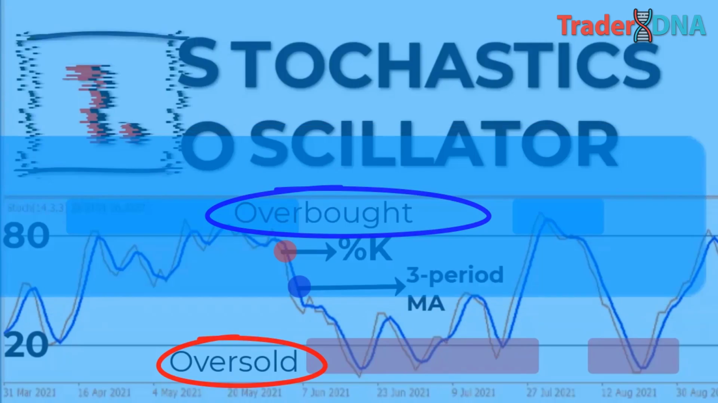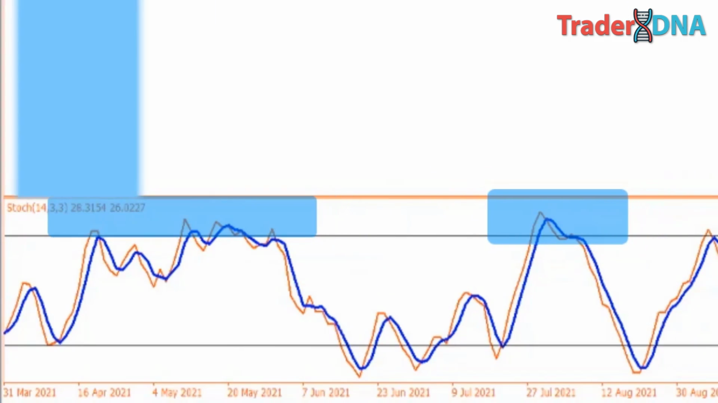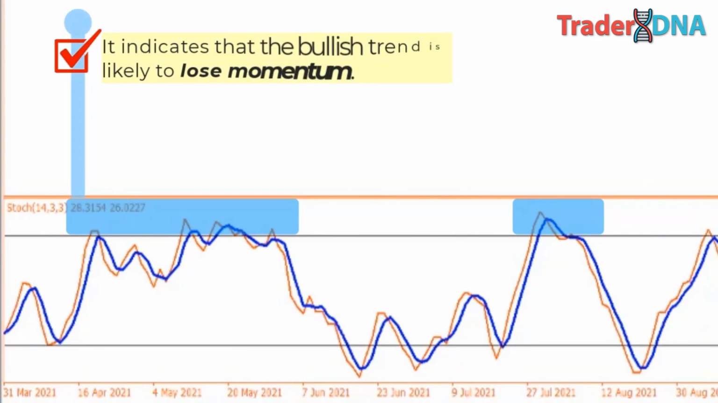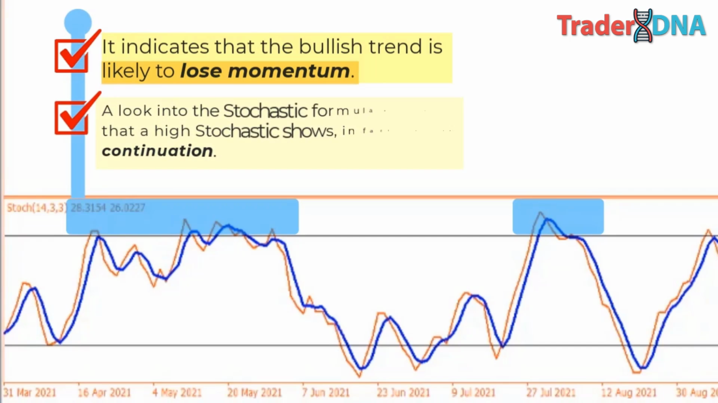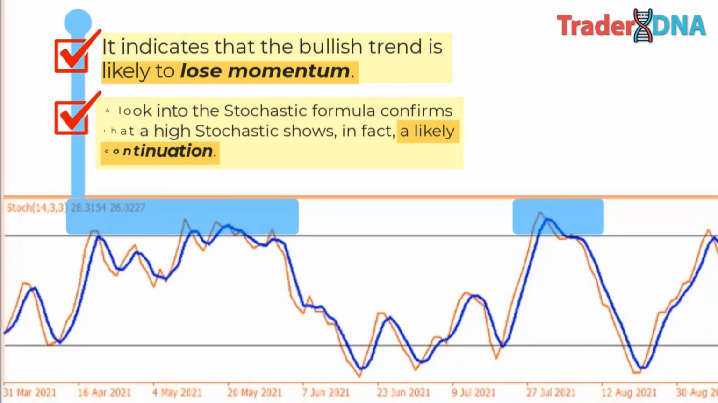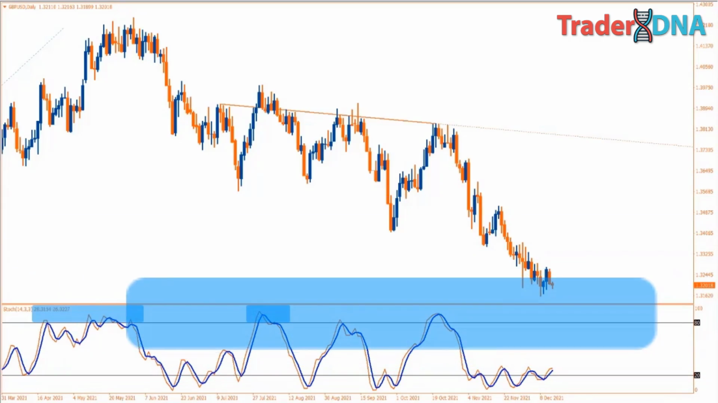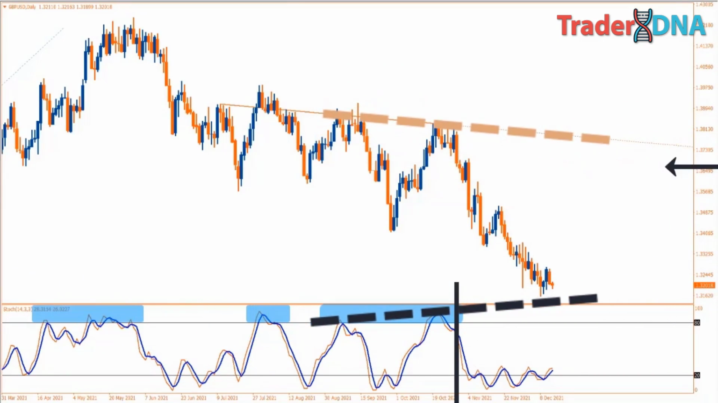When it trades above the 80 level, some traders believe that it indicates that the bullish trend is likely to lose momentum. However, a look into the stochastic formula confirms that a high stochastic shows, in fact, a likely continuation. So, the best way to find a market entry with the stochastics indicator is looking for long entries after a temporary bearish retracement during an uptrend and a short entry after a bullish retracement during a downtrend.